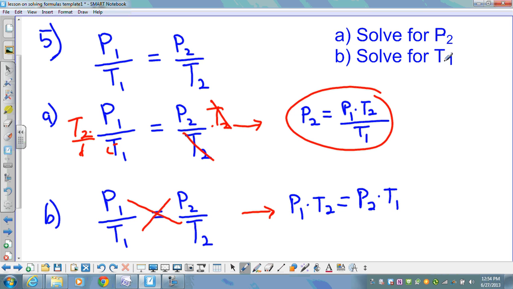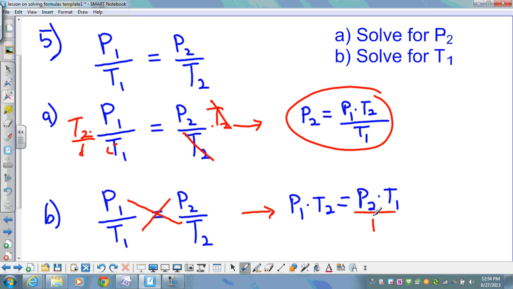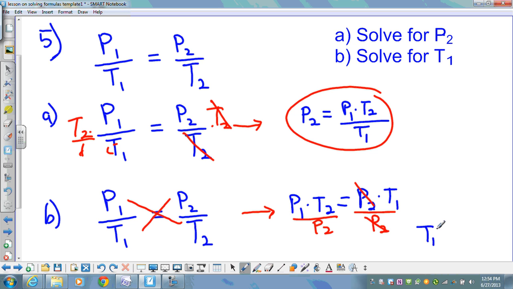And the next step is to solve for T sub 1. And all we have to do is to isolate this. We're going to get rid of the P sub 2. That means divide both sides by P sub 2. And that's all we have to do. We have our answer. T sub 1 equals P sub 1 times T sub 2 divided by P sub 2.